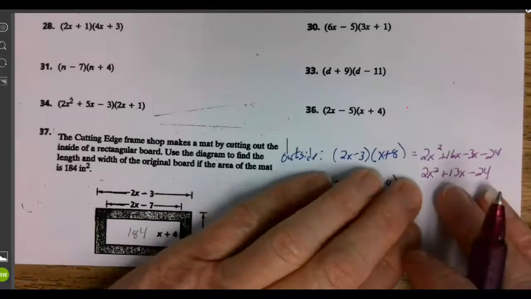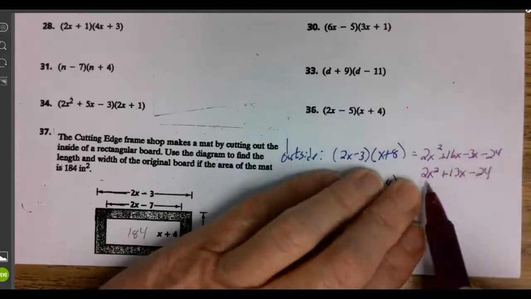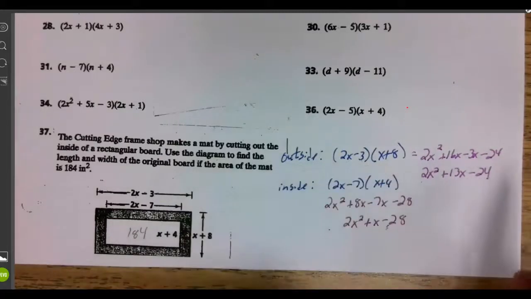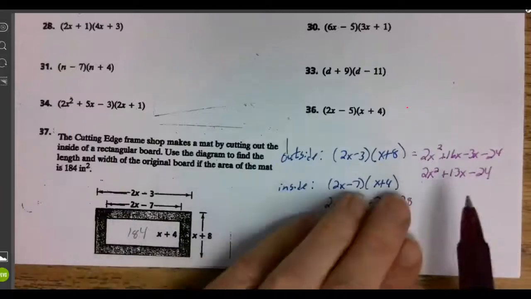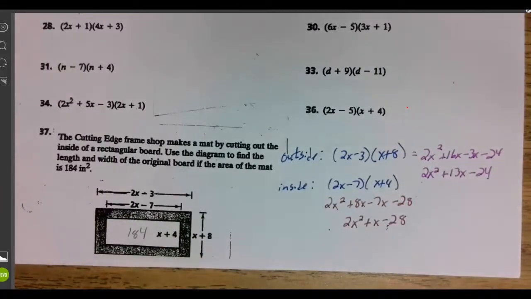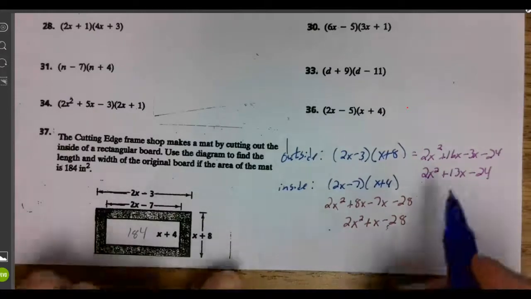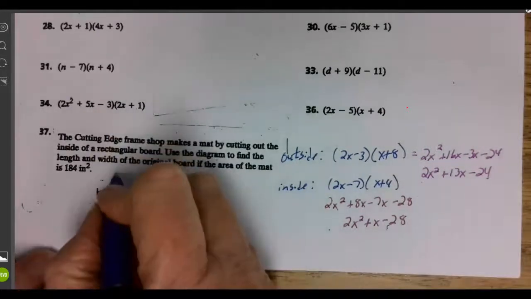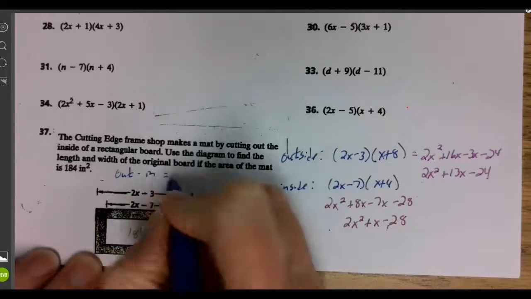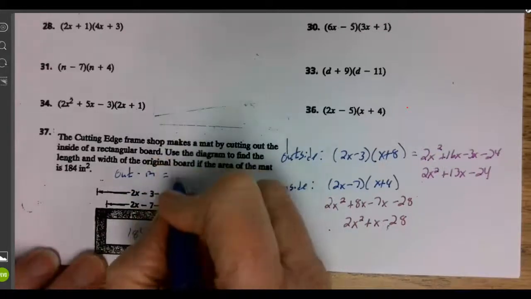Go. So did you find out that the outside came out to be 2x squared plus 13x minus 24? If not, pause it. Look at my notes. Okay, and then the inside, when you multiplied, you got 2x squared plus x minus 28. Good. Now we're going to subtract these two. So we're going to take the outside minus the inside. So it's always outside minus the inside is going to be equal to what the frame is.